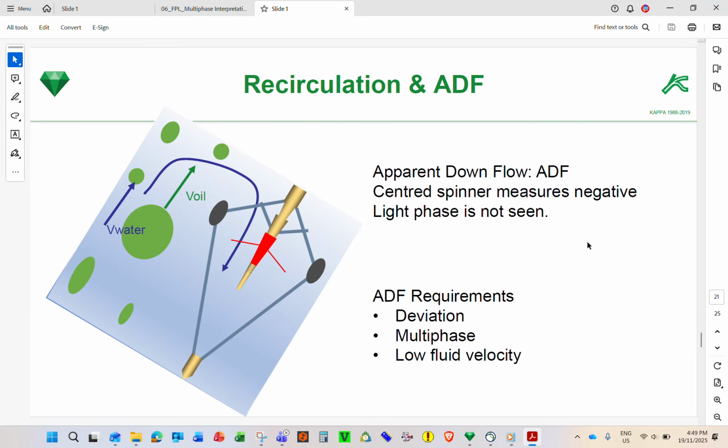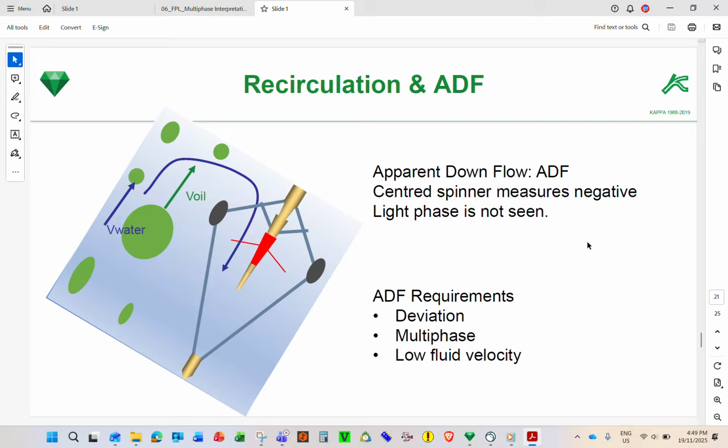I think I've explained this before, right? If you have oil or gas on the upper side, the water will be circulating back at the low side. When the spinner is there, it's reading the circulation of the heavy phase, which is negative. So we call it apparent downflow, not real downflow. The light phase is not seen by the spinner. So the requirement of ADF is deviation, which can be as small as 10 degrees.